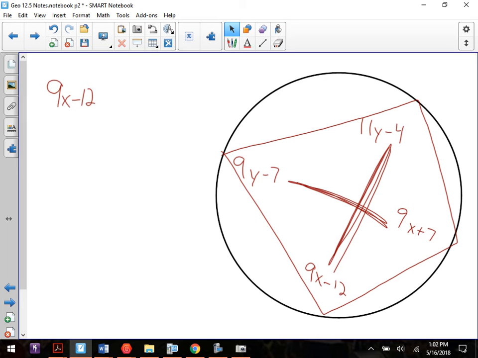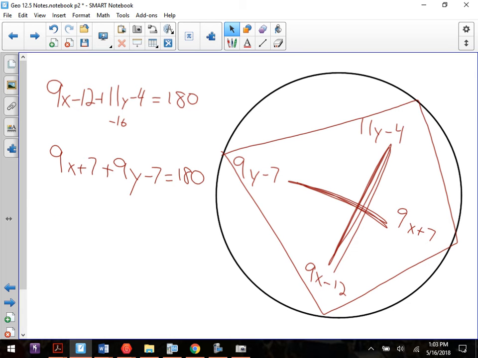9x minus 12 plus 11y minus 4 is 180. 9x plus 7 plus 9y minus 7 is 180. And if you recall, it sets you up for a system of equations. First things first, you got to combine some like terms. What's negative 12 and negative 4? How do you move a negative 16? You add to their side.